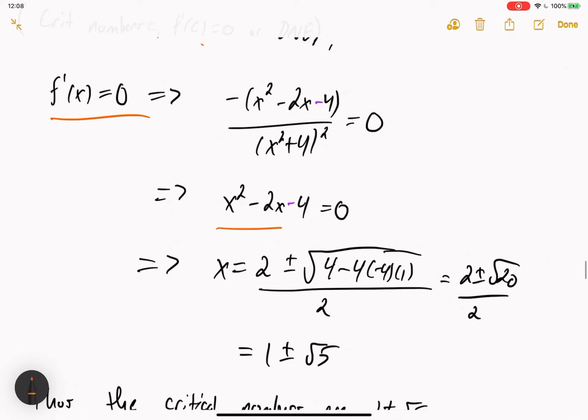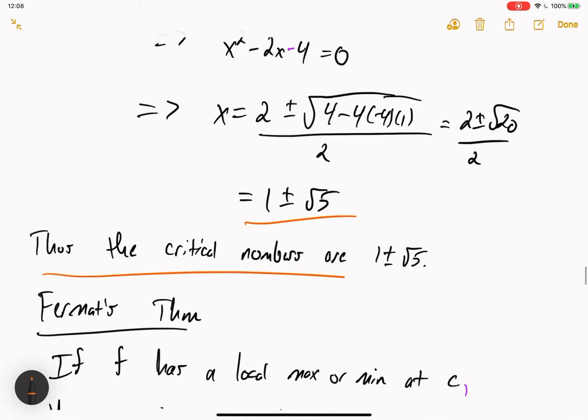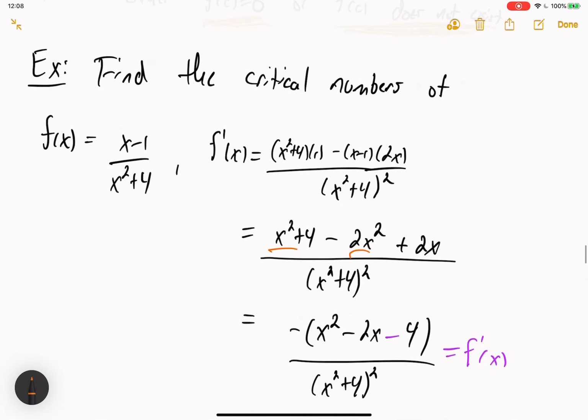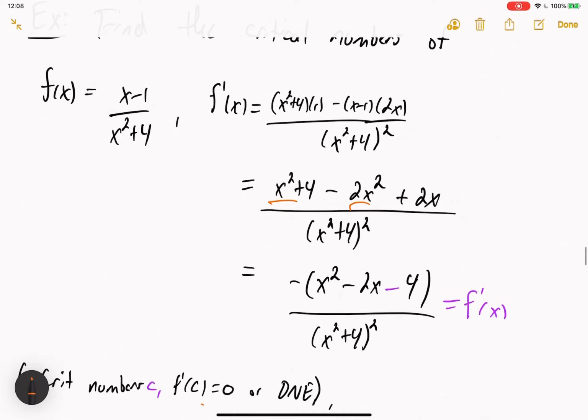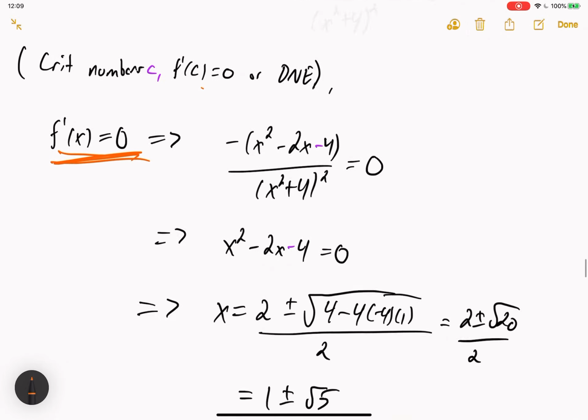So we just set x squared minus 2x minus 4 equal to 0, solve for x, and we get x is equal to plus or minus root 5. All you have to do is use the quadratic formula, so we get the critical numbers are plus or minus square root of 5. So again, all we did was take a derivative, find f prime of x, and then find the numbers such that f prime of x is equal to 0.